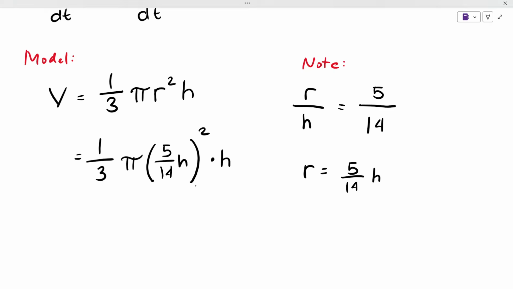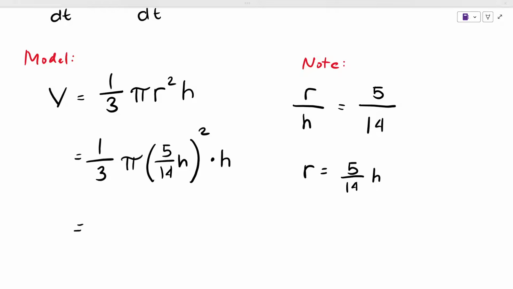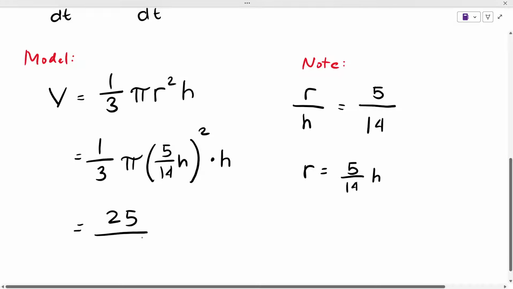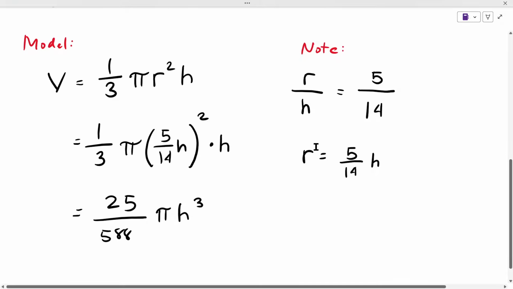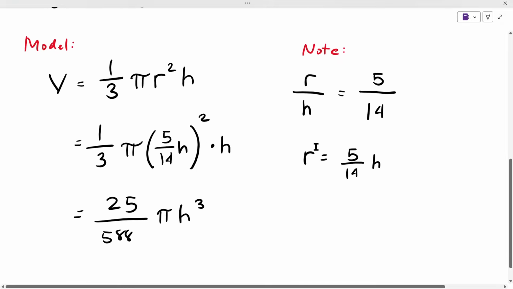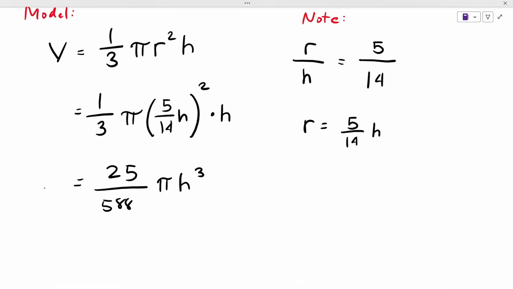Okay. Simplifying it further, this will give us 25 over 588 pi times h cubed. Okay, this one will be our modeled equation.